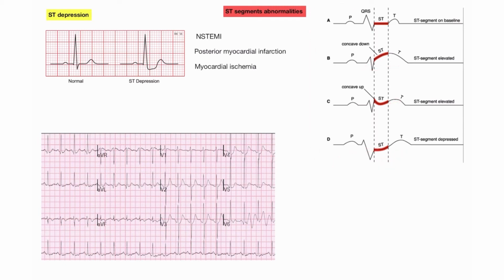Now I will discuss ST depression abnormalities. ST depression abnormalities occur mostly in non-ST elevation myocardial infarction, and also occur in posterior myocardial infarction and myocardial ischemia. These are the cases in which ST depression occurs. Here this is the normal ECG. Here this is the S wave, this is the T wave, this is the ST segment. But in these cases you will see the ST segment depressed because it is below the baseline. So this is ST segment depression.